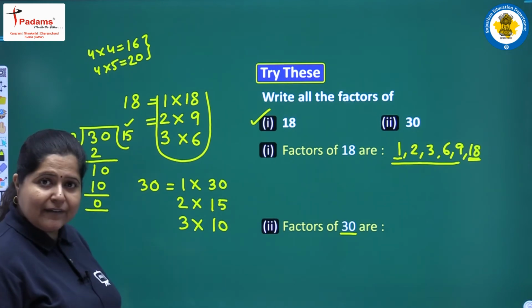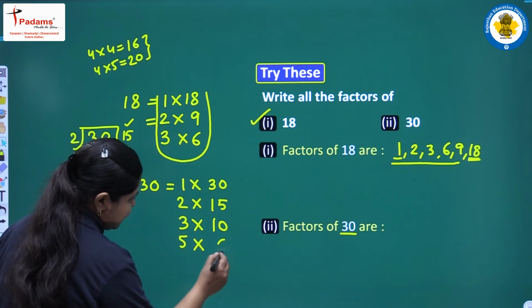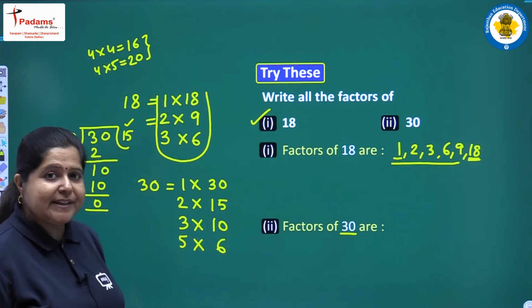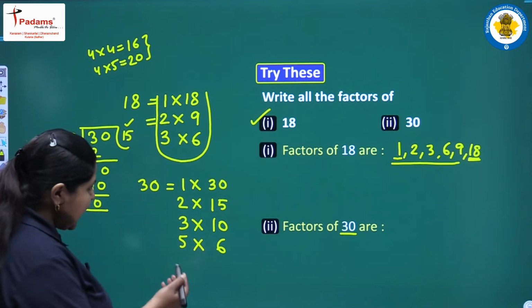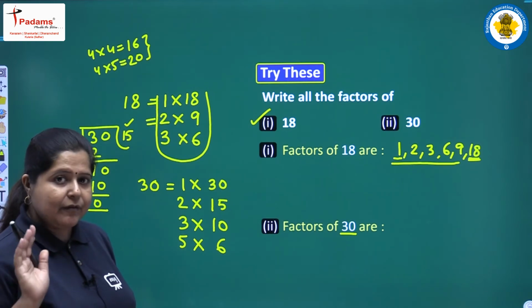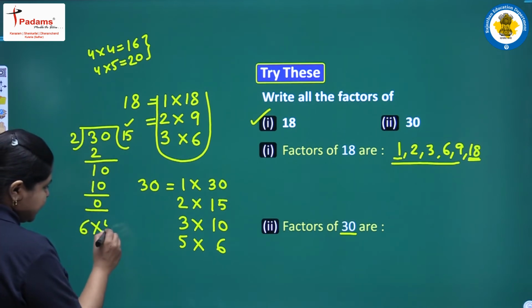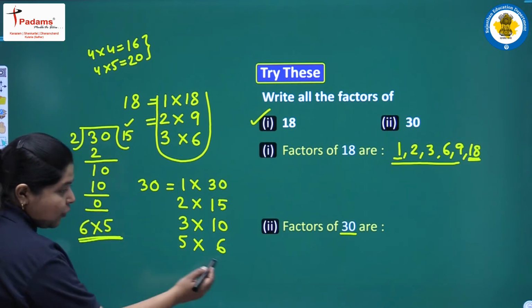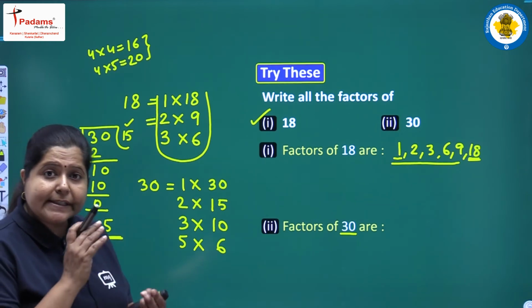Then move on to 5. Yes, 5 6s is 30. Very good. And then we move on to the table of 6. So 6 5s is 30, and we have taken 6 and 5 already. So the repetition has started. We know that 6 5s is 30, but these two numbers we have already taken. Now the numbers have started repeating. So we will stop here.